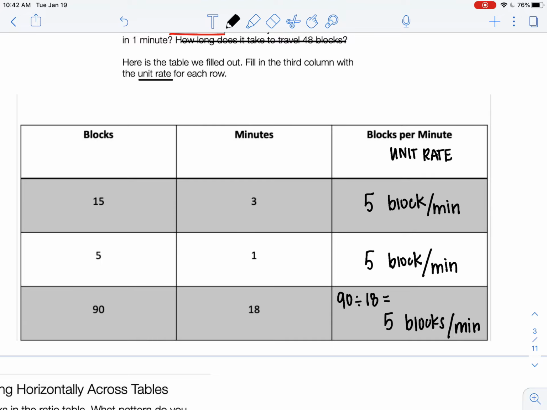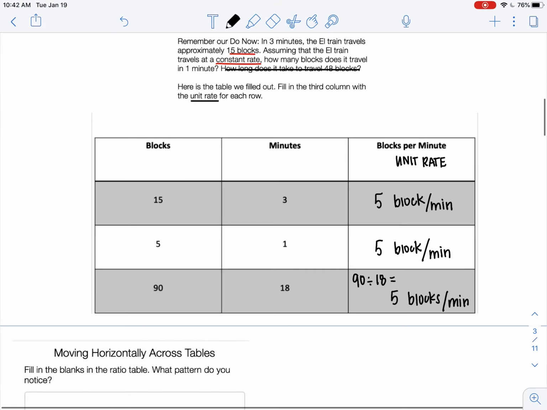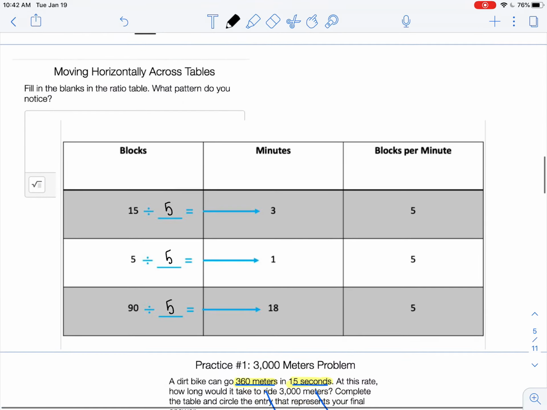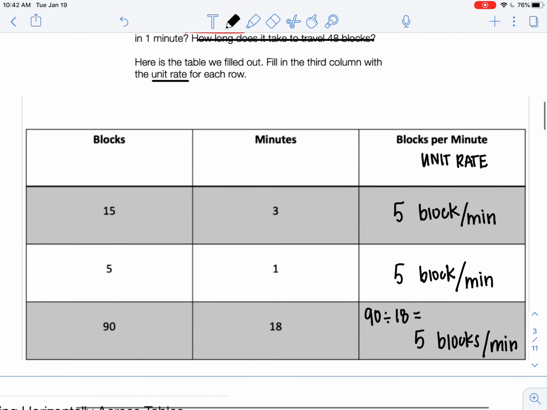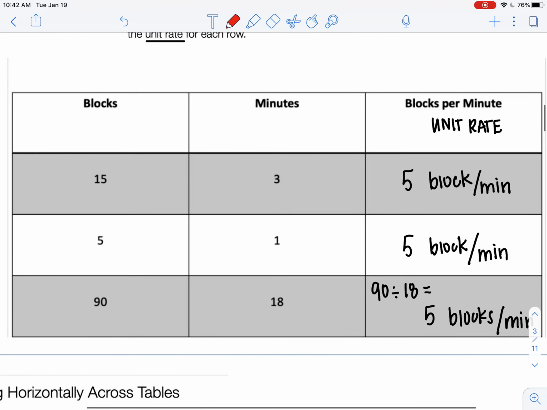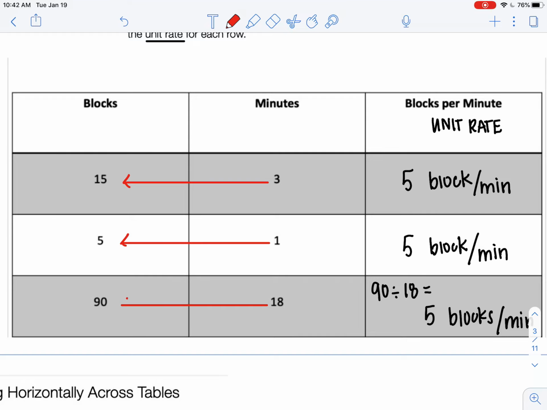Now, here's why this unit rate is so important, and you can see it here in the next 2 slides if you want to check it out on Desmos. I made a nice graphic organizer for you, but I'm going to show it all in one table. As we move from minutes to blocks, horizontally, remember, side to side across our ratio table, you start to see a pattern.